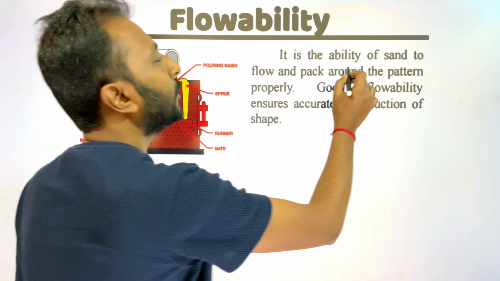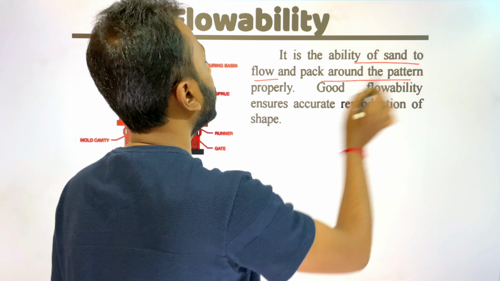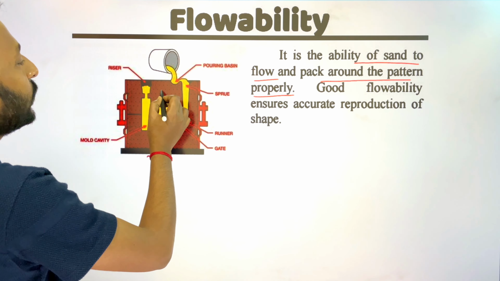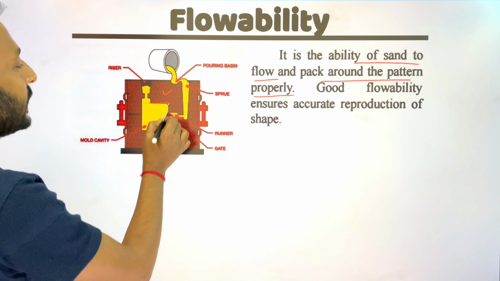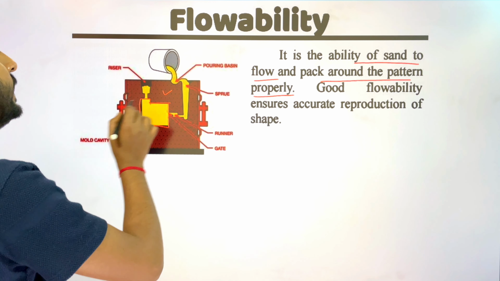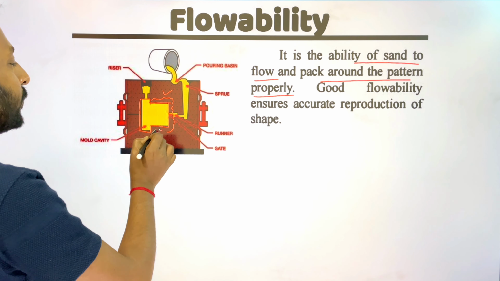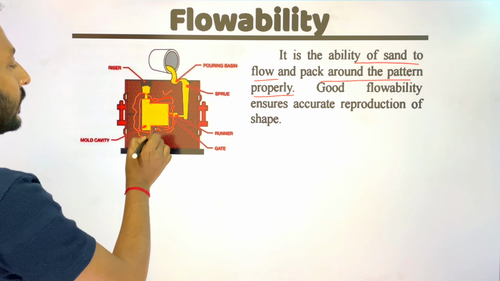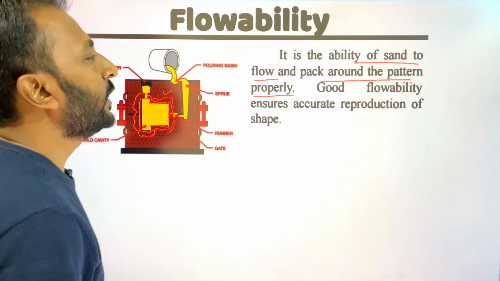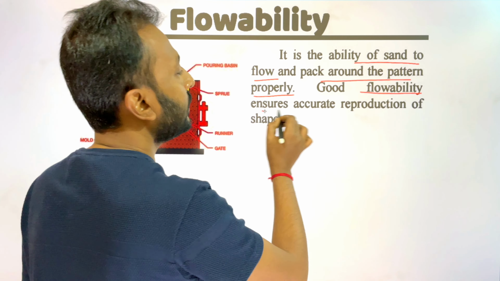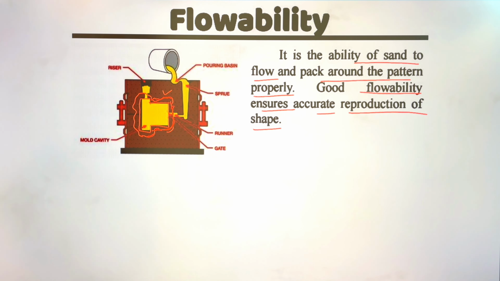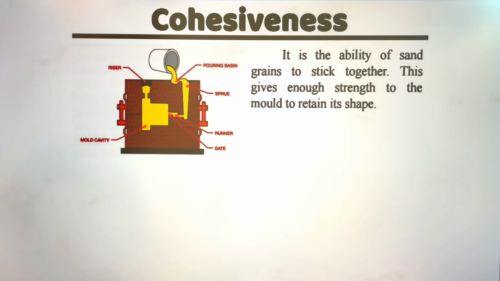The next one is flowability. It is the ability of sand to flow and pack around the pattern properly. When we are filling the molding sand and the pattern is present inside the molding box, the molding sand will properly flow in the molding box around the pattern. Good flowability ensures accurate reproduction of shape. So this is flowability.